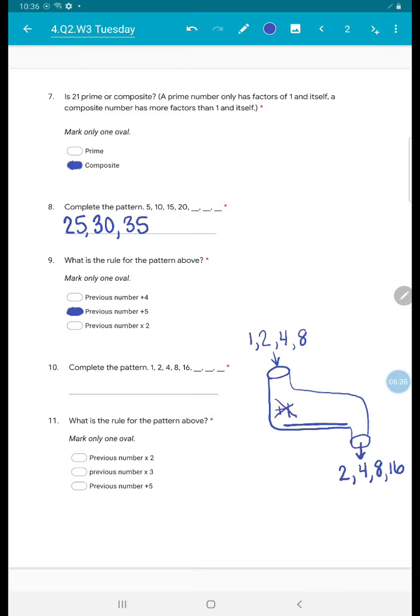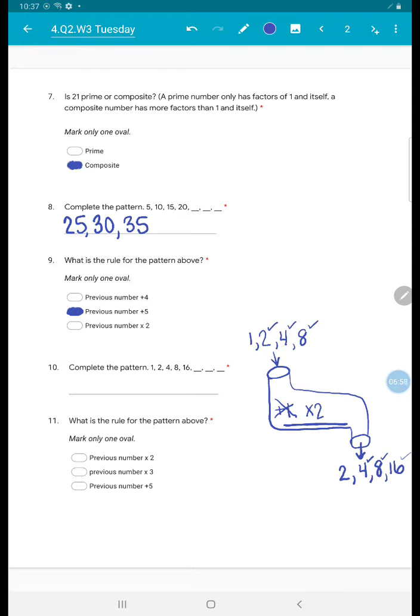So I've got to go back to the start. 1 changes to 2. What if I did 1 times 2? 1 times 2 is 2. Let's check it for the rest. 2 times 2 gets me 4. 4 times 2 gets me 8. 8 times 2 gets me 16. So I can see that the rule is going to be multiply by 2.